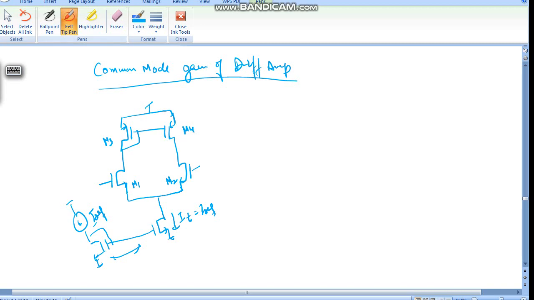Okay, now for finding common mode gain we will connect output and input together. So this is VO, this is VI, this is VIP, this is VIM.